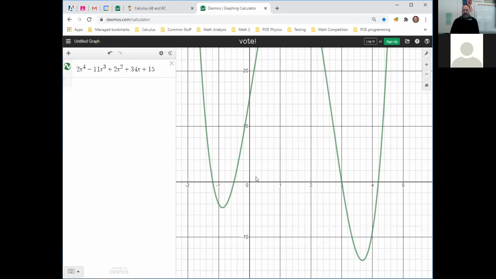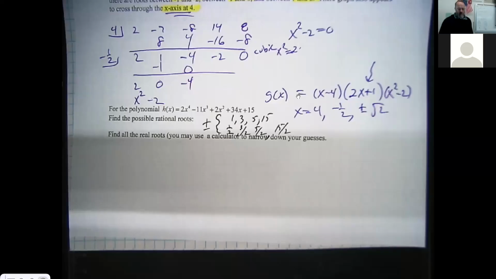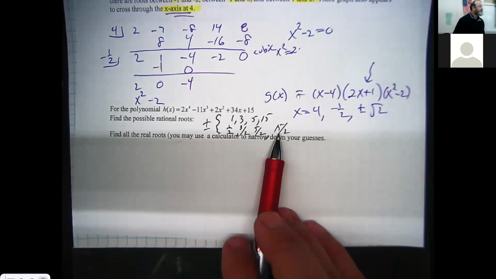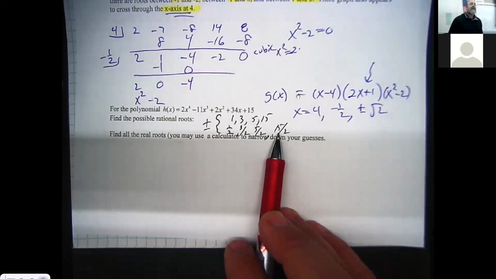I see one at 3 itself. Now, what else do you see? I see one that's just a little bit to the left of -1. I see one a little bit to the right of the number 4. So let me look at this thing again. Do you see anything just to the right of 4? I do not. Do you see anything just to the left of -1? Again, I do not. What does that tell me about those two roots? They are irrational.